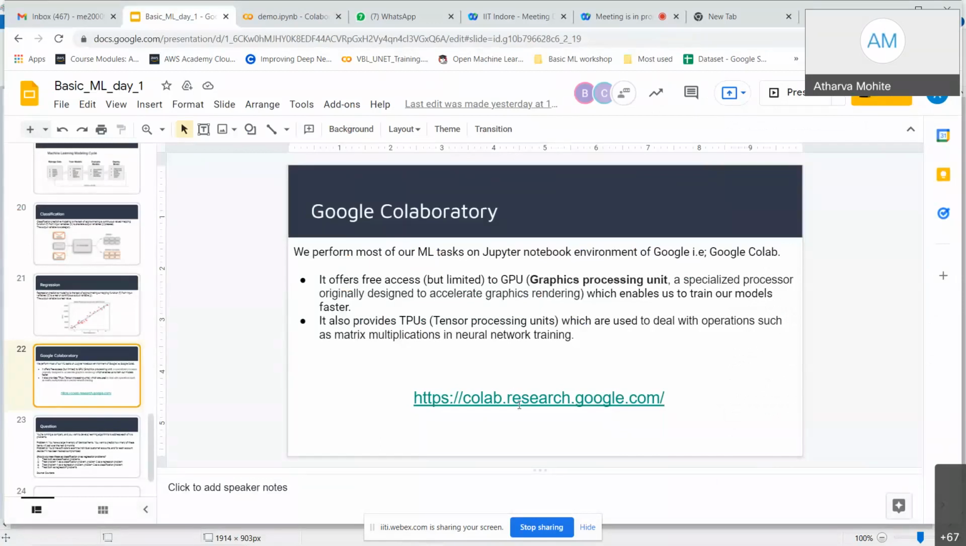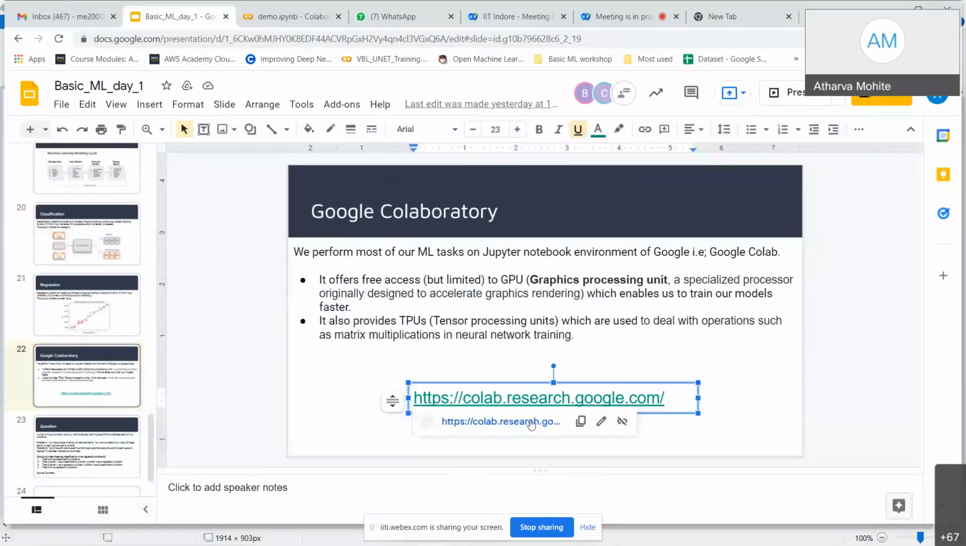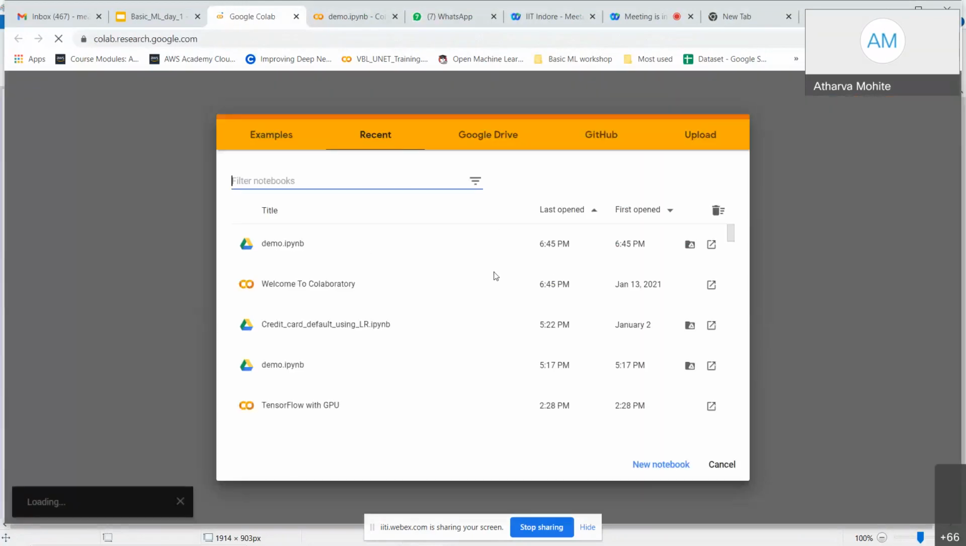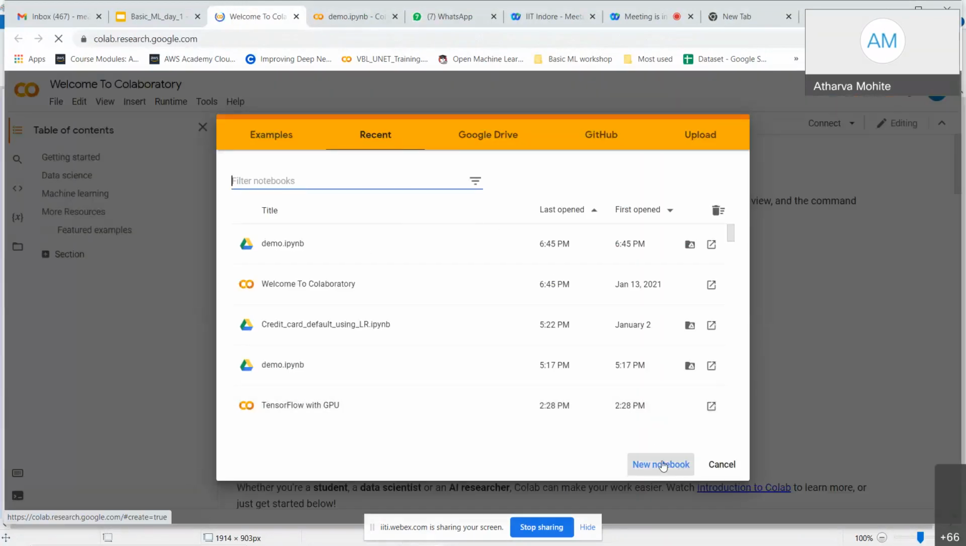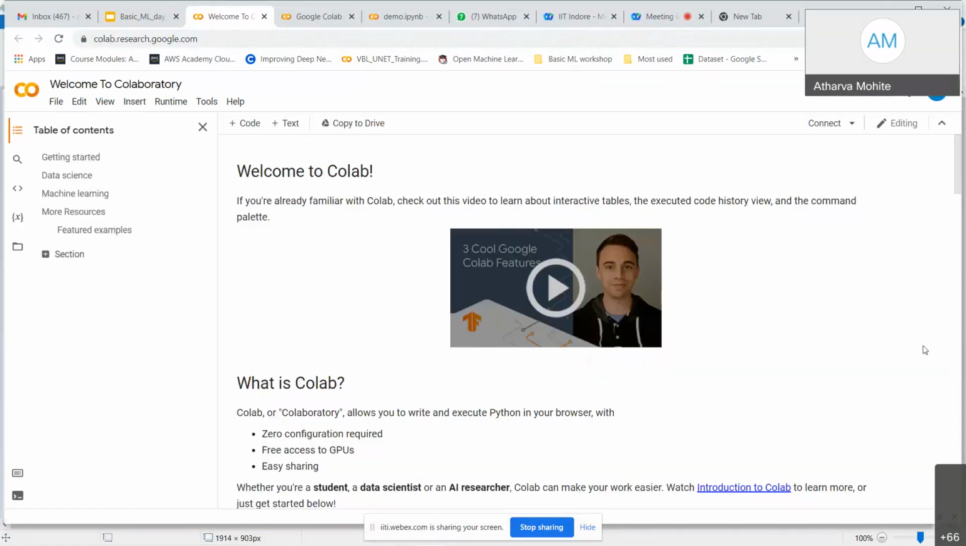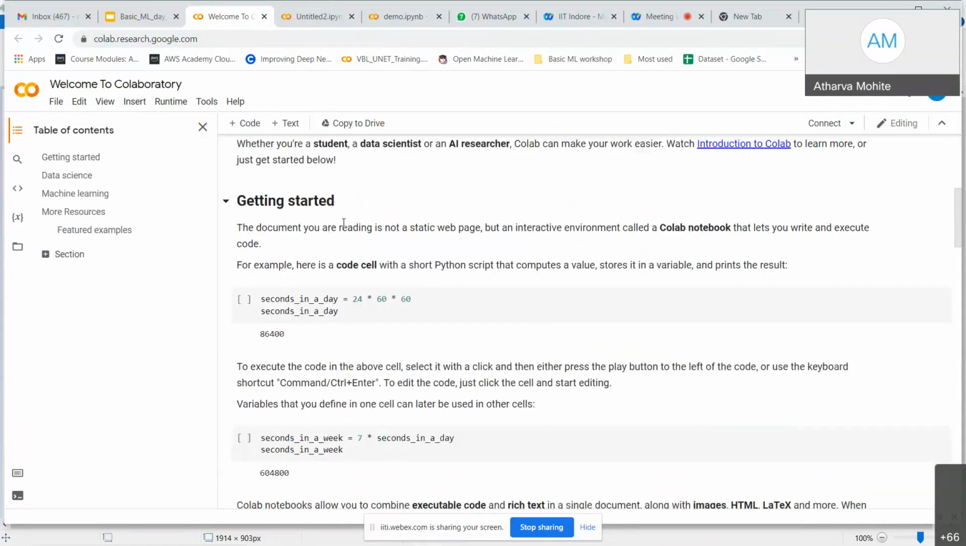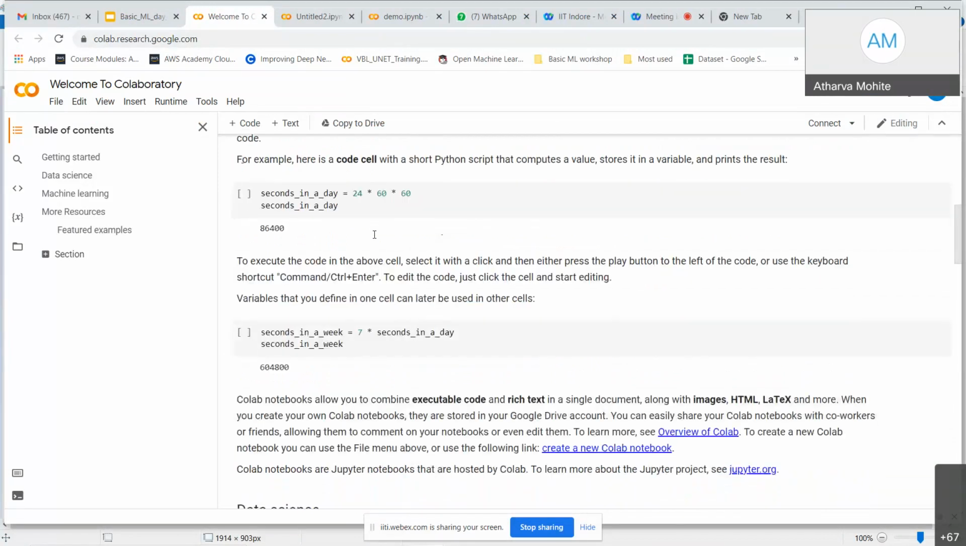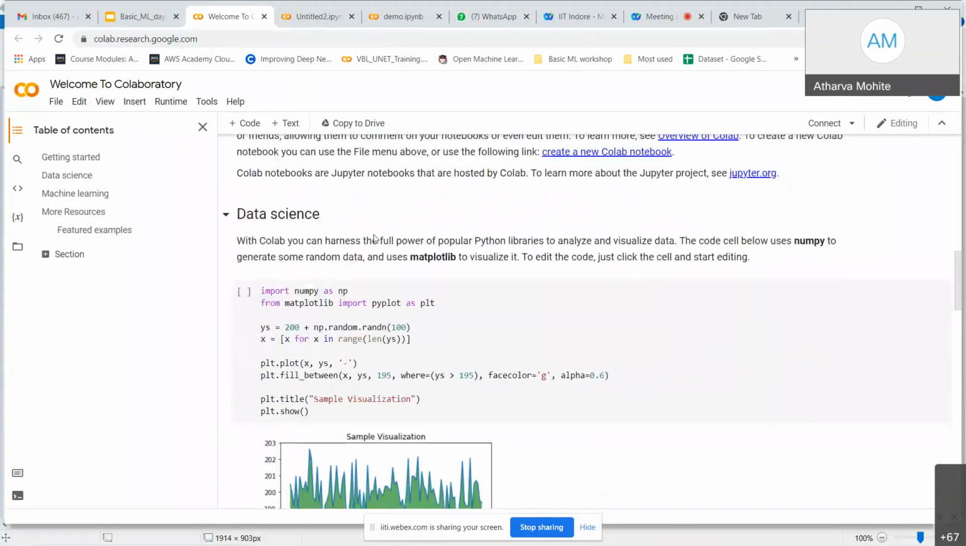This is the starter landing page of Colab. You can create your notebook from here. You can refer to this information to learn more about Colab. It would be helpful in tomorrow's coding sessions.